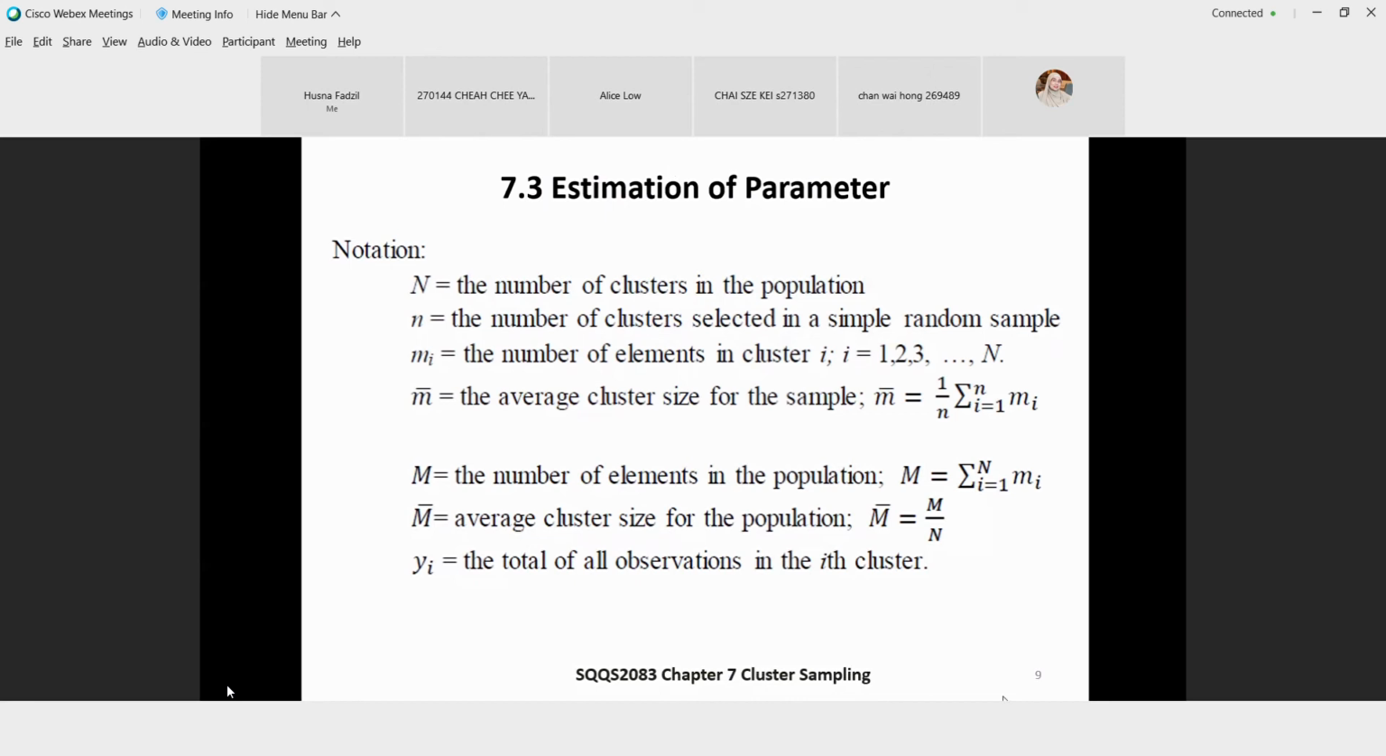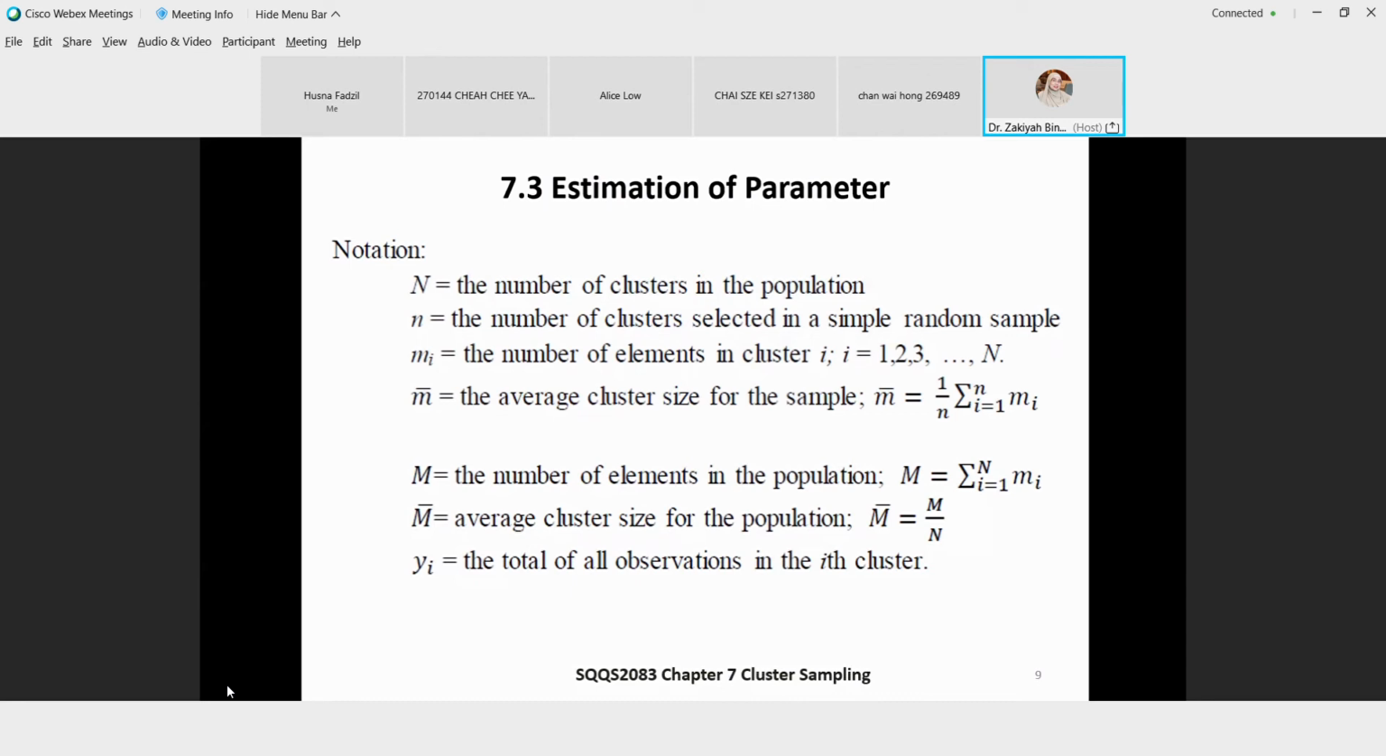Right, so what is the big N here? All this while, the big N was the population size. Over here it is also the population size, but in what context? Instead of the individual elements, it's actually the total number of clusters in the population itself. Get used to it, guys. And correspondingly, the small n is the number of clusters selected. So your sample clusters, that is the small n.